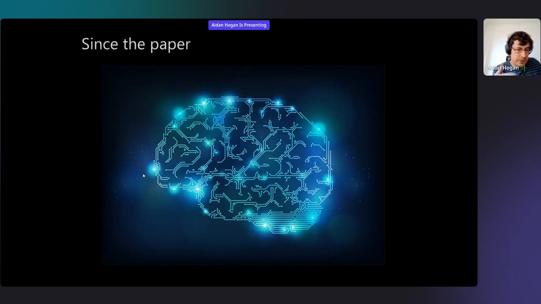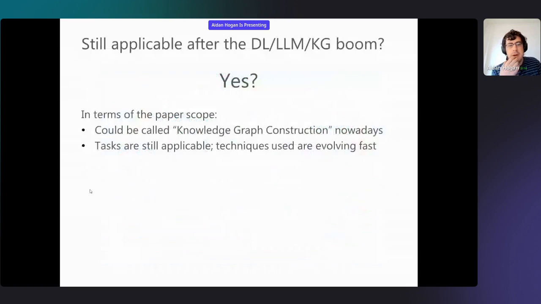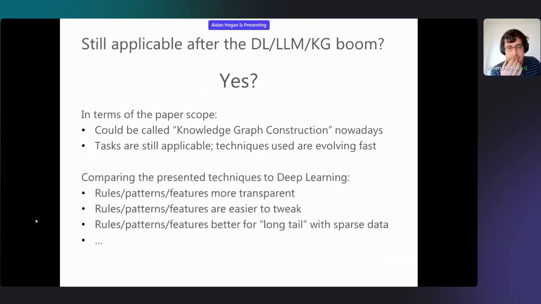But since the paper, there's been this explosion of deep learning, large language models, and so forth. So when I was invited to present this paper on behalf of the authors, I was wondering if what I'm discussing here is still applicable after the deep learning large language model knowledge graph boom. And I think that yes. So in terms of the paper scope, this is still relevant. We could have called it nowadays knowledge graph construction, for example. So the tasks are still very much applicable, and the techniques used are evolving quickly, but still relevant.